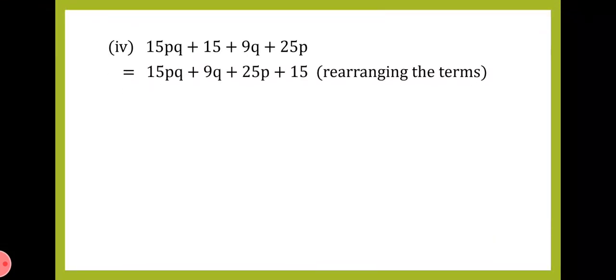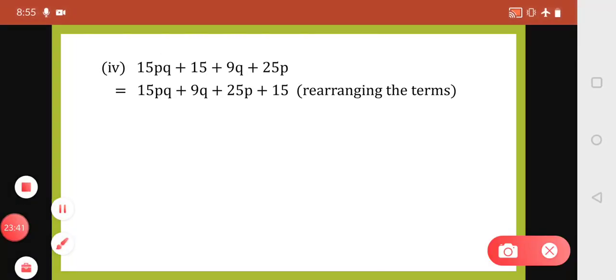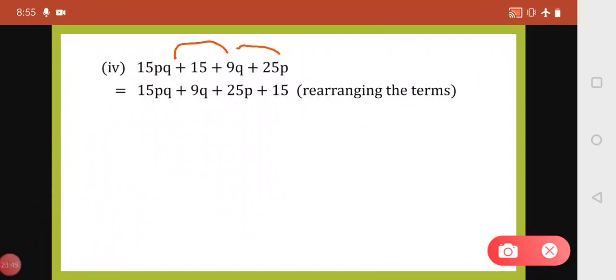So let's rearrange the terms. That is equal to 15pq as it is. Now we bring 9q first. Then after 9q we bring 25p and then we have taken 15 as the last term. So on rearranging the terms we get 15pq plus 9q plus 25p plus 15. Now we make the groups. Here these two and these two, that is, two-term groups we have made. We take out the common now.